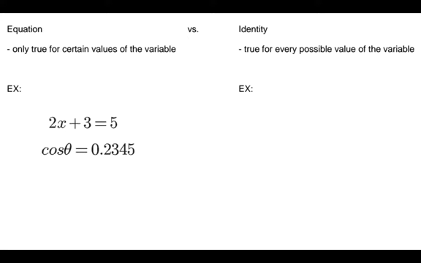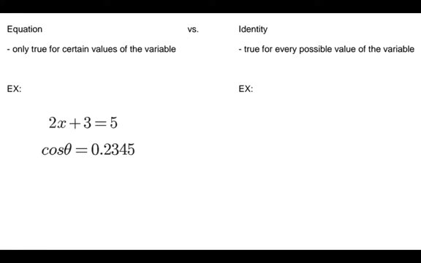Cos theta is 0.2345. That's only true for some values, not all. It's true for wherever x is 0.2345 around the circle. And so we can get angles in the first quadrant, angles in the fourth quadrant, and then as we go around the circle backwards and forwards, we can get more angles, but it's not true for everything. It's not true for 90 degrees. Cos of 90 is not 0.2345.